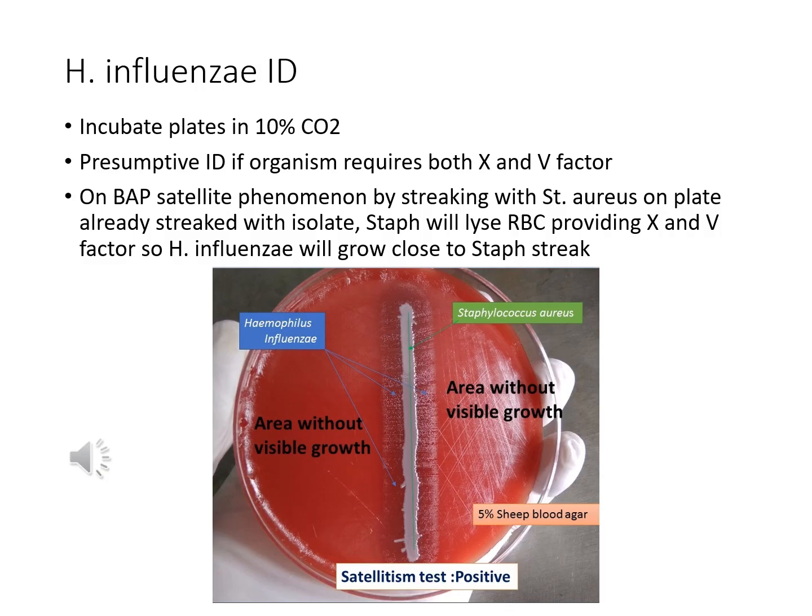On that satellitism, if you take a suspected organism, you do a blood agar plate by streaking with Staph aureus on the plate already streaked with the isolate. So if you think you maybe have Haemophilus, you're going to streak with the Haemophilus, and then you're going to do a Staph aureus streak down through the center. Staph will actually lyse those red cells, which will provide the X and V factor. And that is when Haemophilus influenzae will grow close to that Staph streak, and that's what we consider satellitism.